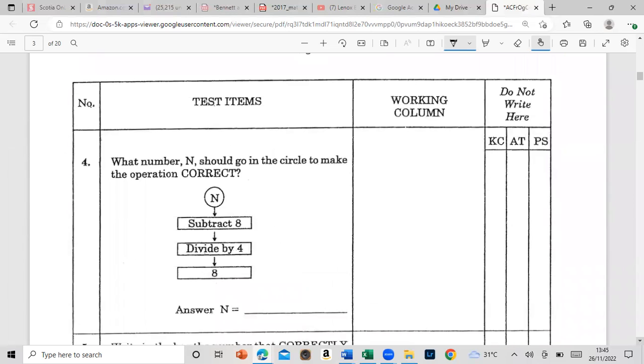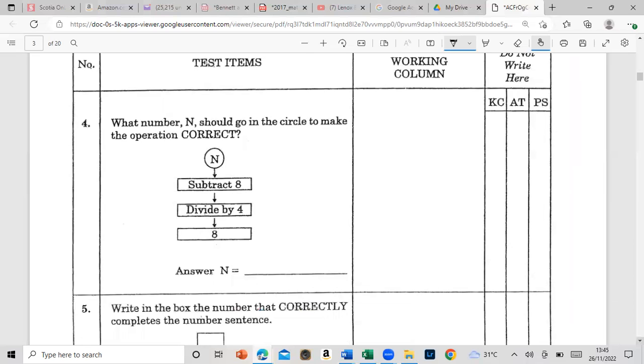Everybody just misses it. All right, it says what number n should go in the circle to make the operation correct. All right, so n at the top. So it says subtract 8, divide by 4. So n is such a number. When you subtract 8, then divide by 4, the result is equal to 8.